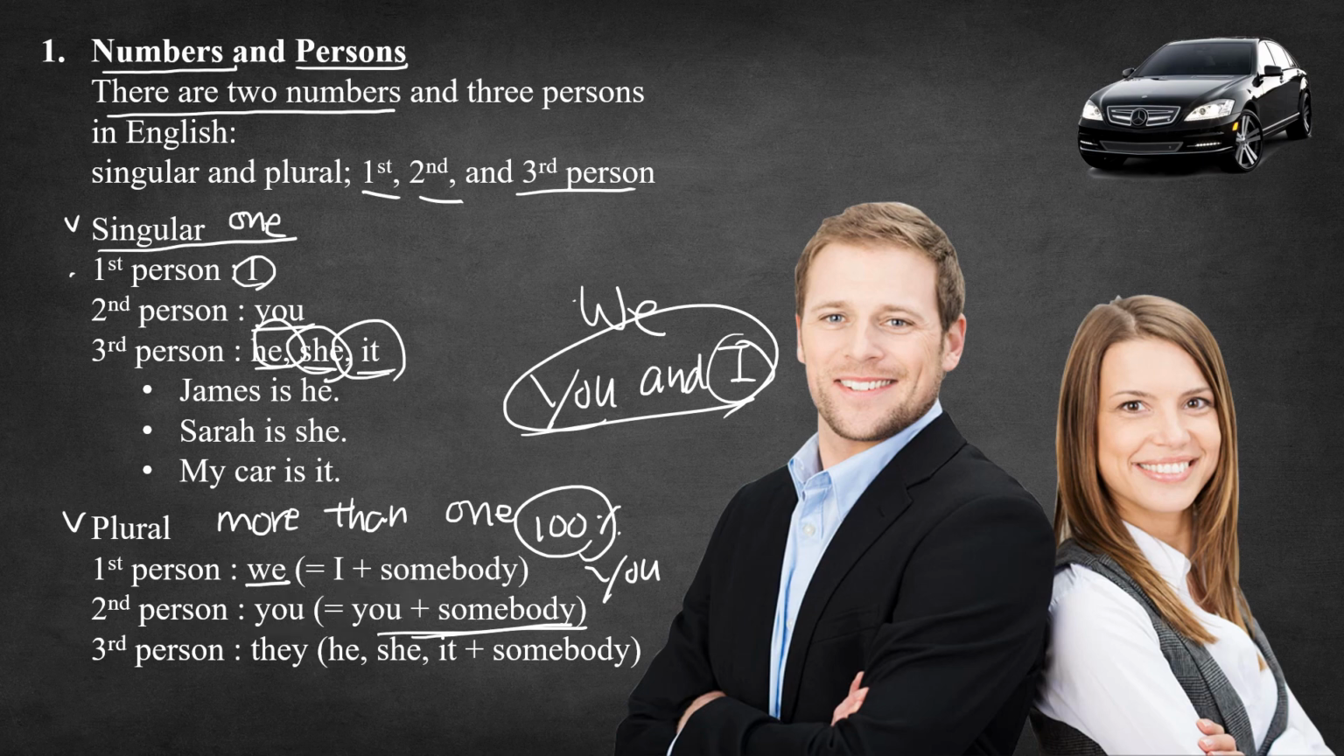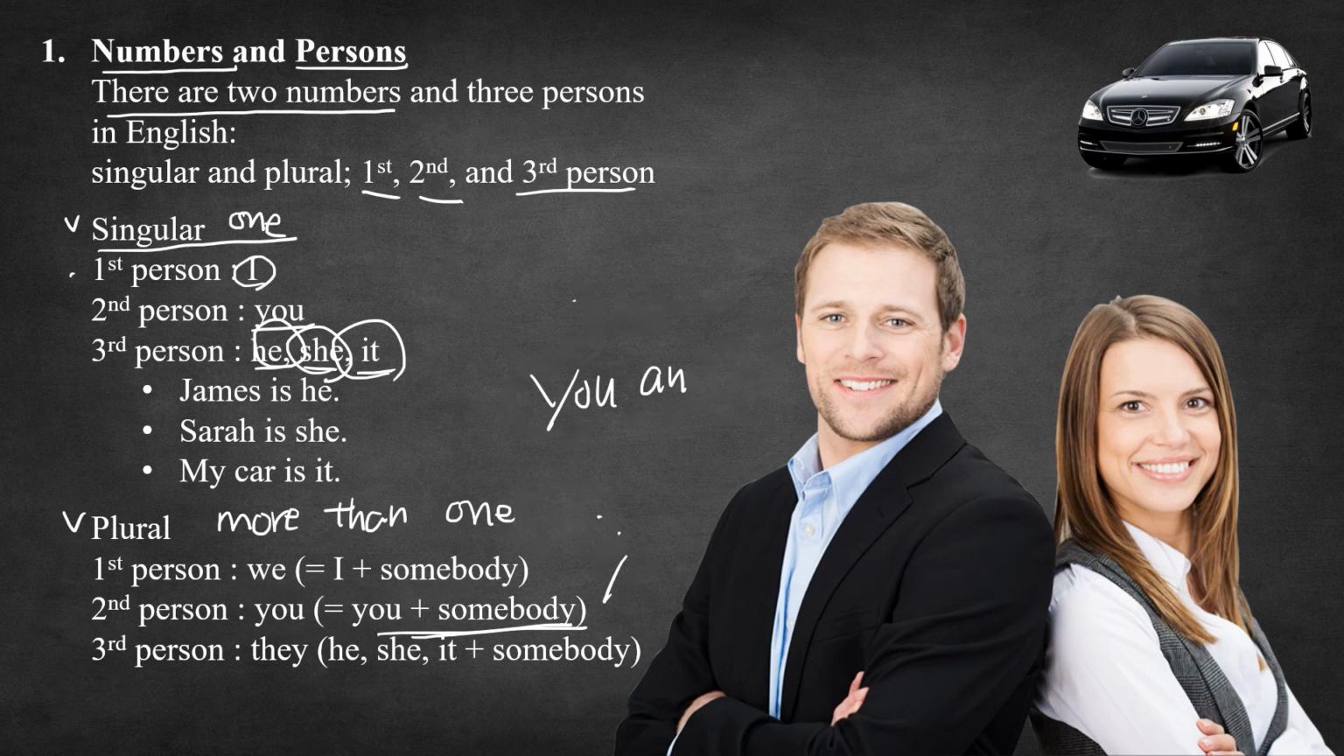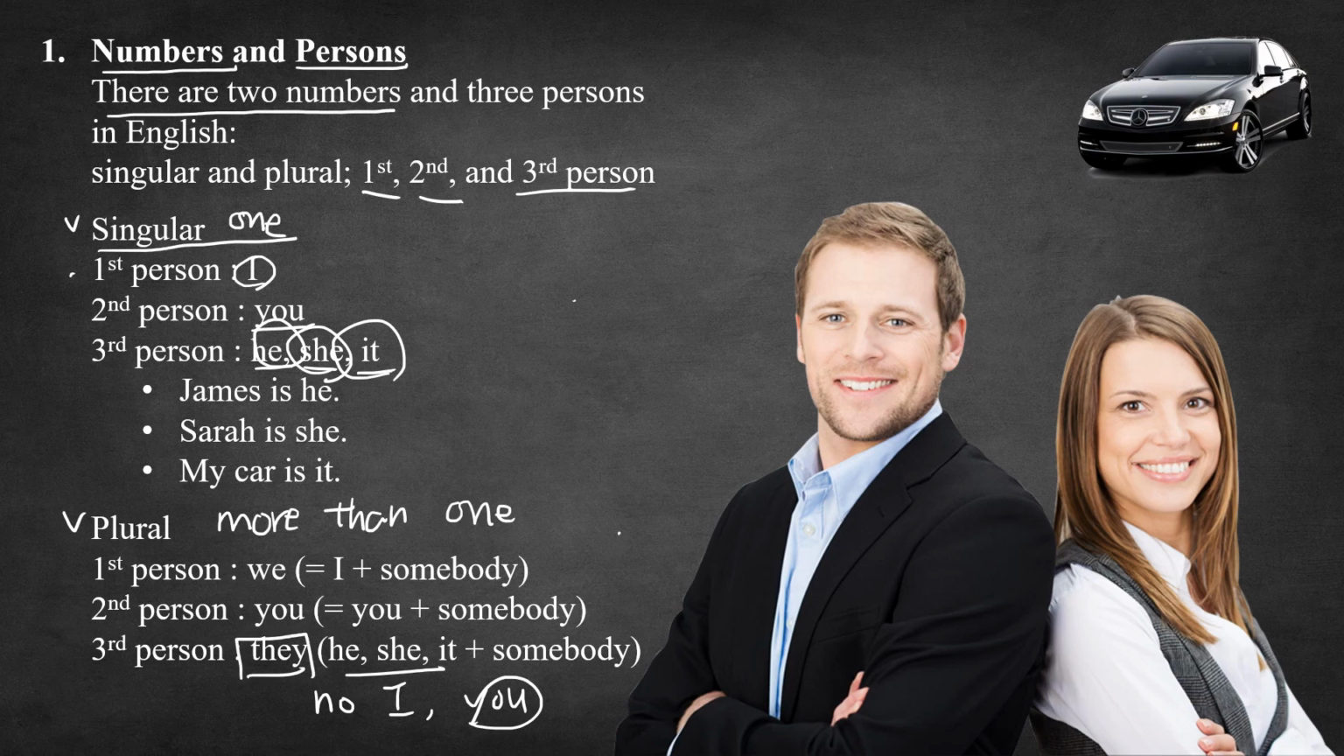They, the third person plural. They is third person plural. And then it has he, she, it. No I or no you. If you have I here, it becomes we. If you have you here, it becomes you. So in this third person, we cannot find I and you. So always he, she, it without I and you.